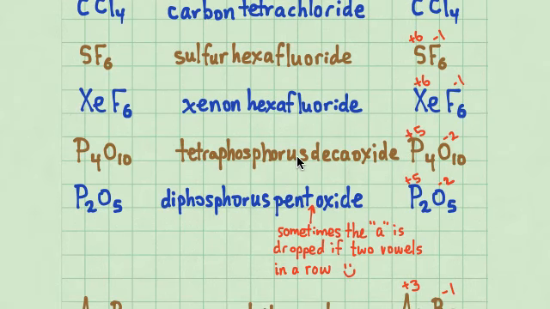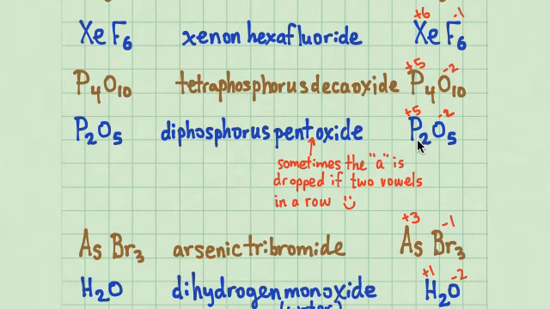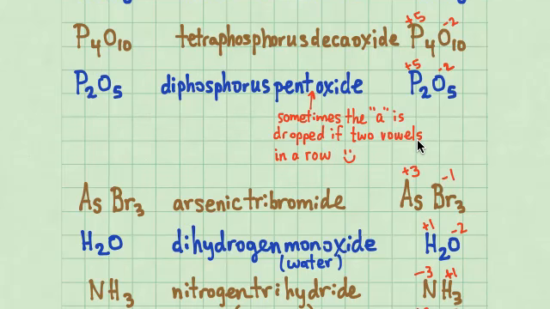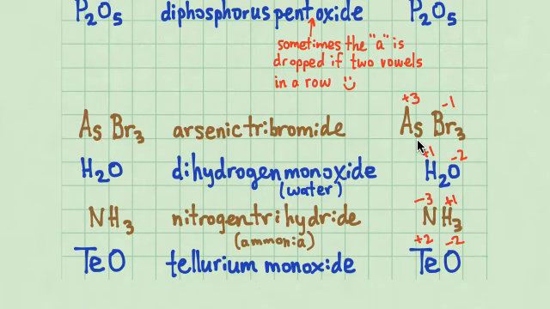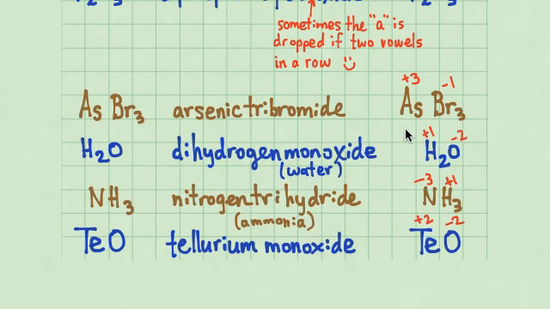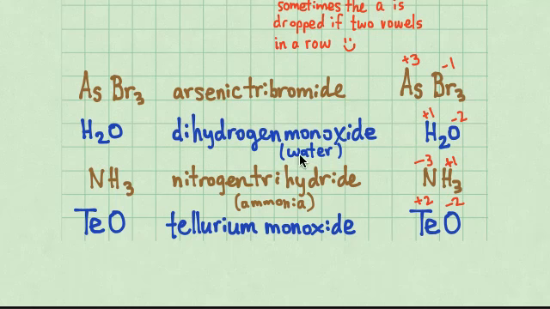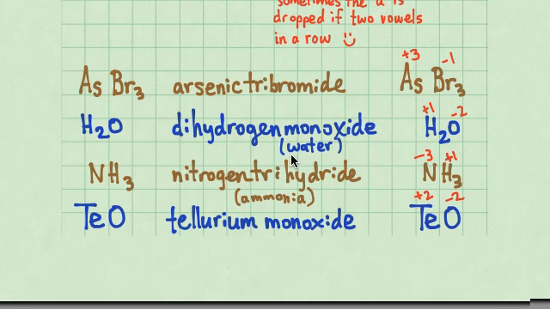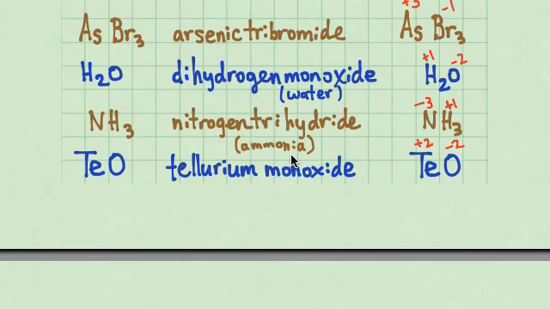Tetraphosphorus, 4 phosphorus, decaoxide. Sometimes that a is dropped, called decoxide or decaoxide. Oh yeah, this is a weird one. 10 times -2 is -20. So 4 times positive what gives you +20? Phosphorus here's in the +5 oxidation state. Diphosphorus pentoxide or pentaoxide, arsenic tribromide, dihydrogen monoxide, water, just kidding, but yeah, its real name is dihydrogen monoxide, if you're technical about it.